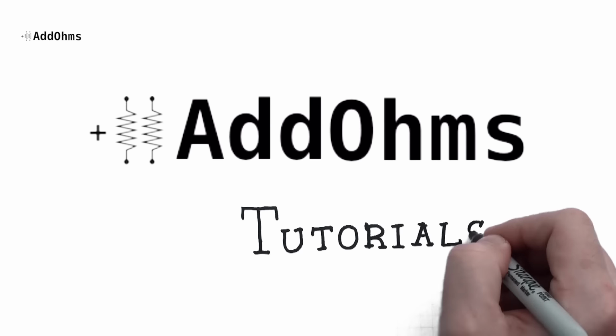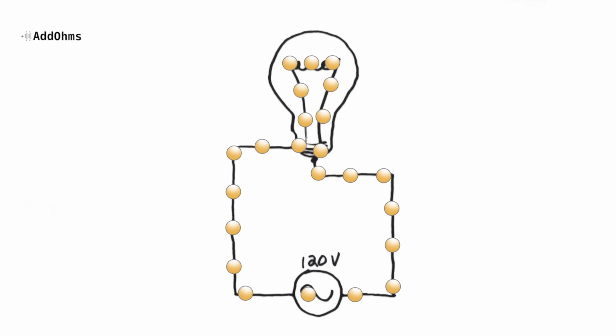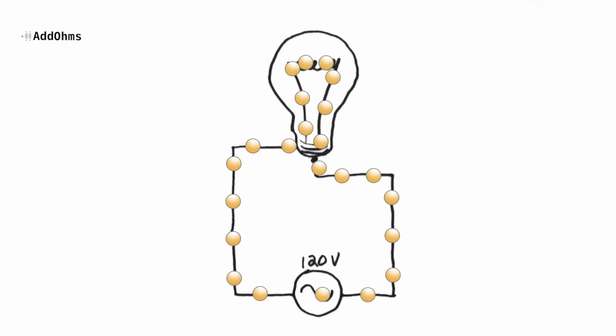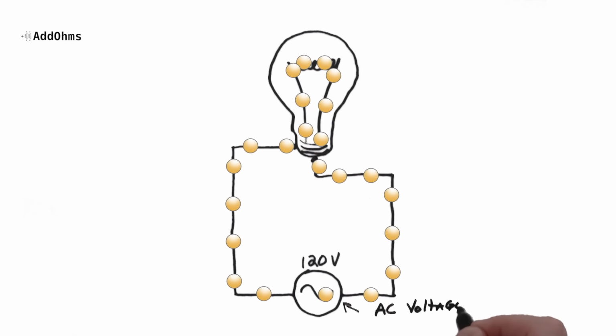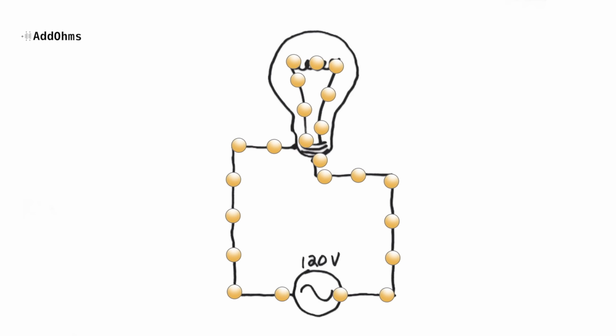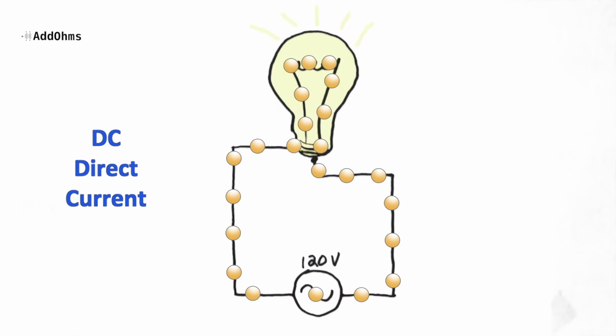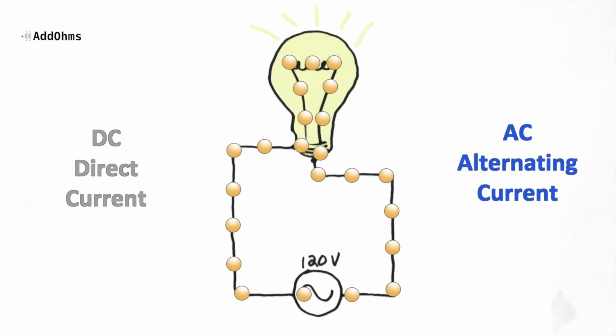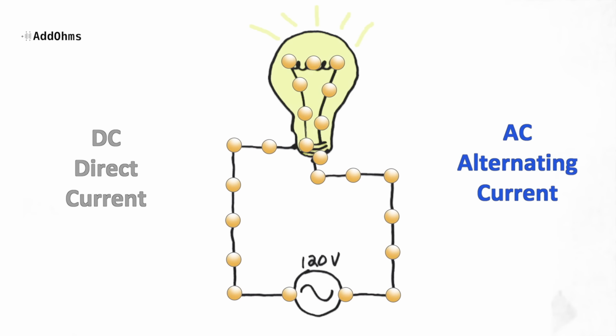On a previous AddOhms video, we looked at voltage, power, and current, and you might remember this animation. One problem with this animation is that the voltage source shown was an AC source, while the current flow was shown as DC. So let's talk about the difference between AC and DC. The letters DC stand for direct current, and it generally means the electrons flow in a single direction. AC stands for alternating current, and it means that the flow of electrons changes.